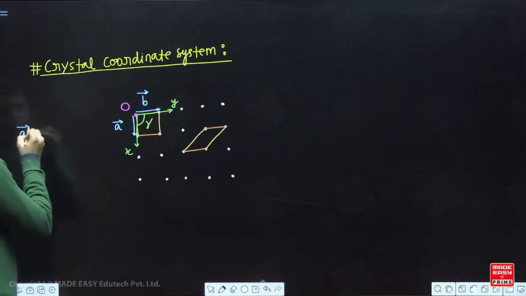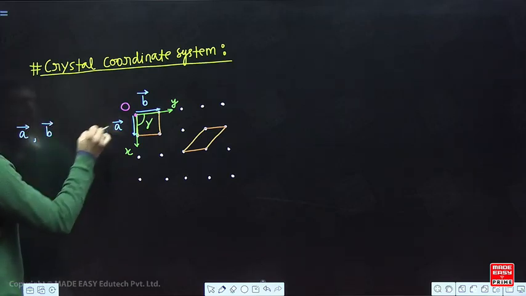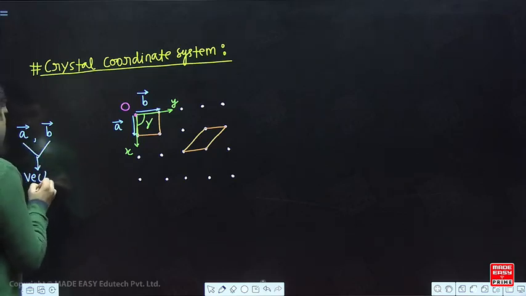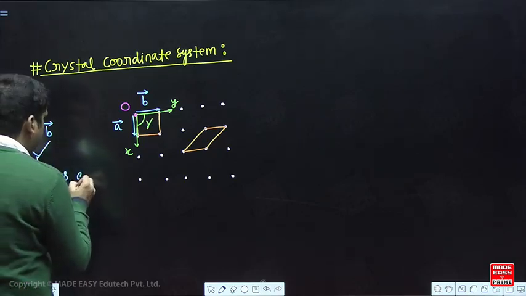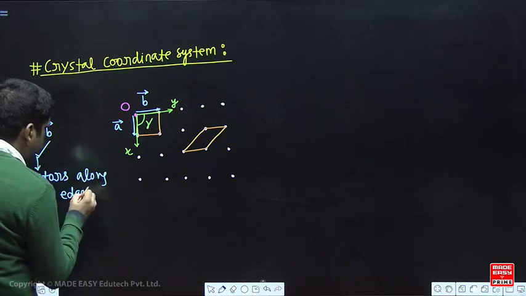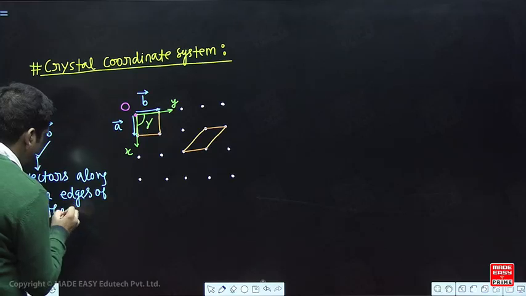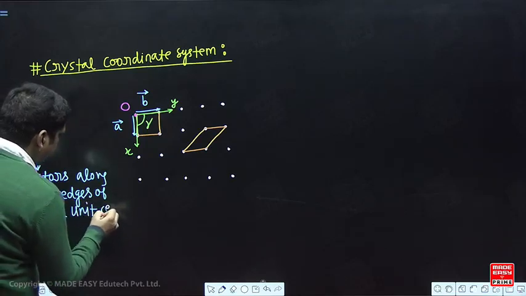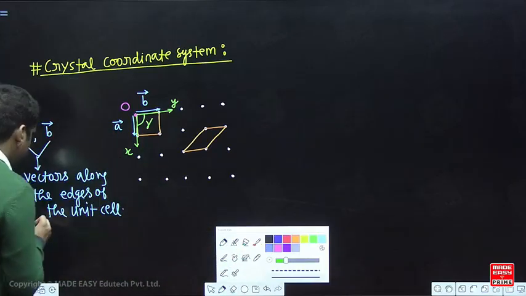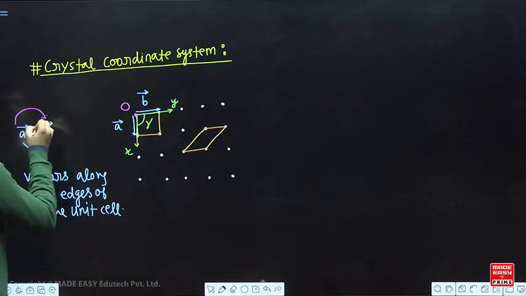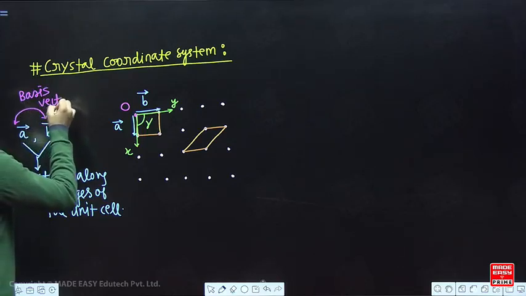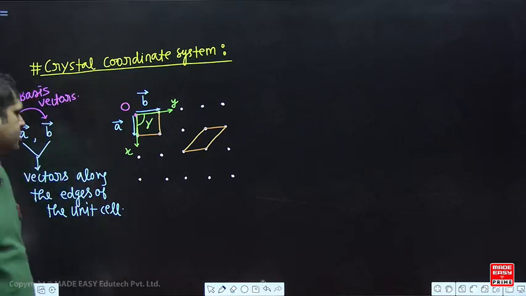So, A and B are vectors along the edges of the unit cell. These are known as basis vectors. Both of these are known as basis vectors. इनको हम लोग basis vector कहते हैं.